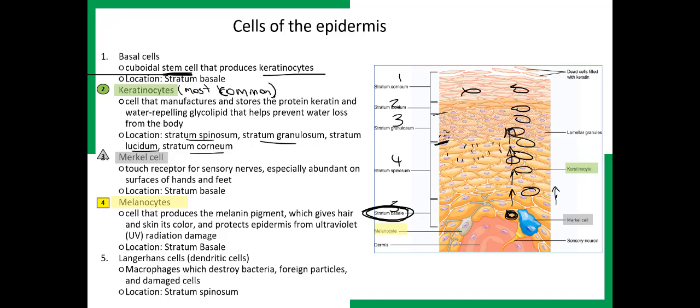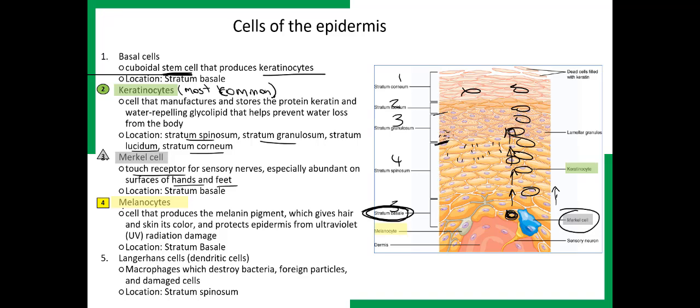The third type of cells are the Merkel cells, and the Merkel cells are involved in sensation. So they're involved in touch receptors, with touch receptors for sensory nerves, and they're especially abundant in our hands and our feet, and that's why our hands are very, very sensitive to touch, right? That's why we can read Braille. That's why we can sense objects as we touch them with our hands and fingers, because of the abundance of Merkel cells in our hands and feet.